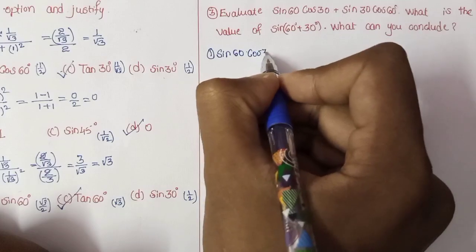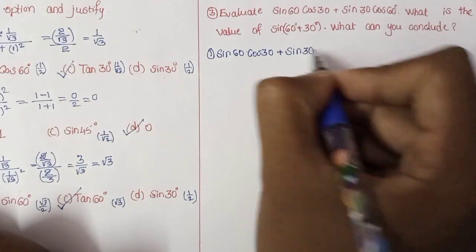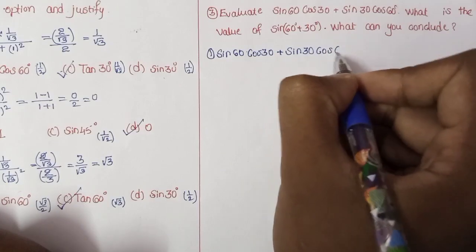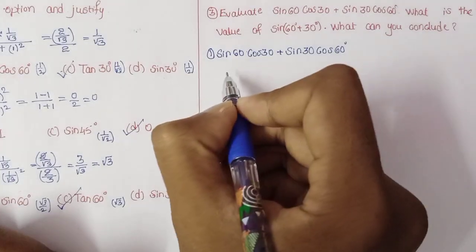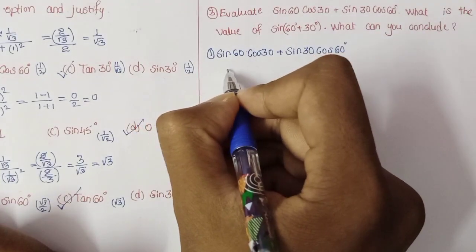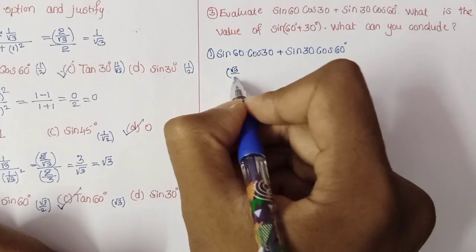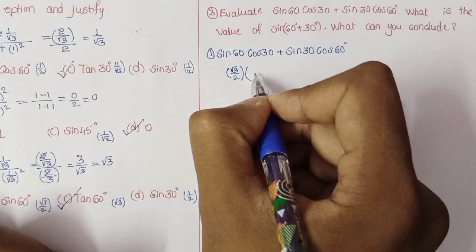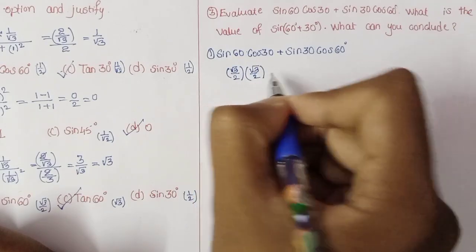cos 30 plus sine 30 cos 60. First we will evaluate this. So what is the sine 60? Sine 60 is root 3 by 2. What is cos 30? Cos 30 means sine 60, so that is also root 3 by 2.